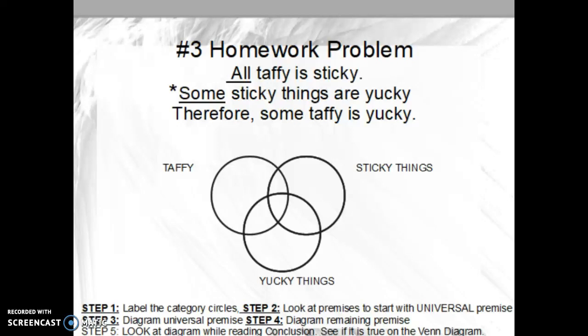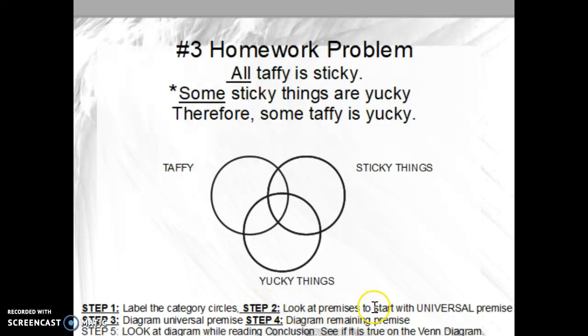All right, I want to show you one more example here. Homework problem number 3 says all taffy is sticky. Some sticky things are yucky, therefore some taffy is yucky. So we just go through the steps. Step 1, label the category circles. So we heard the terms taffy, sticky things, and yucky things. So we label our circles.